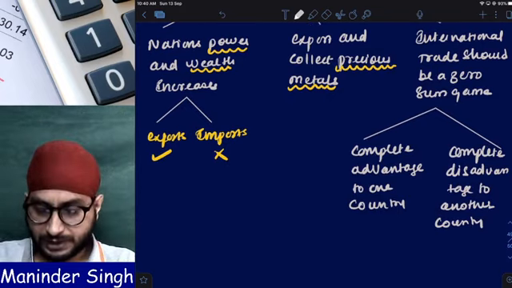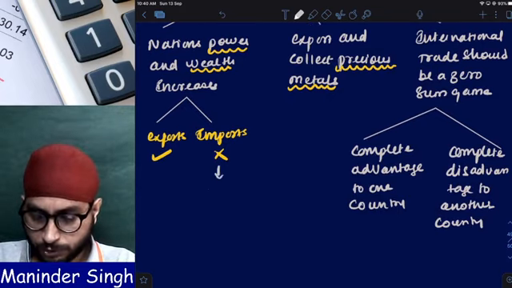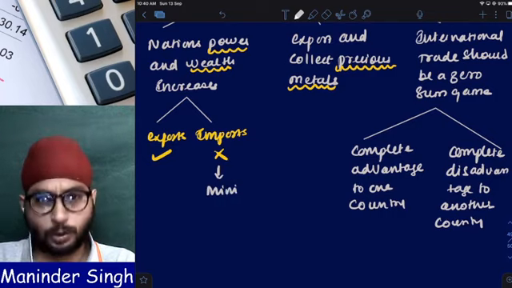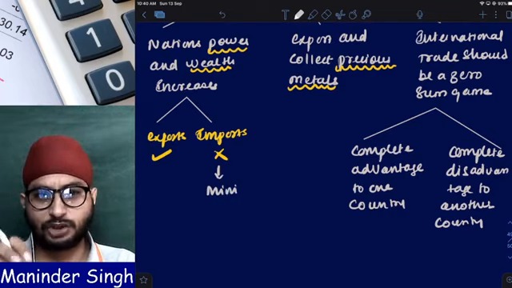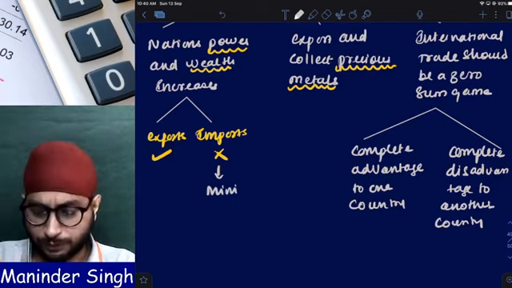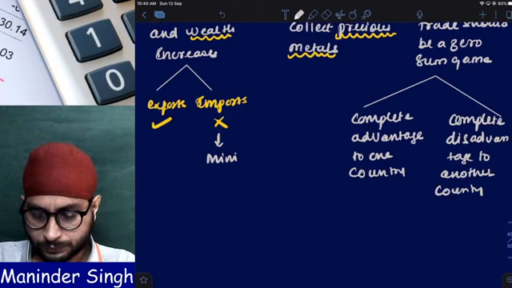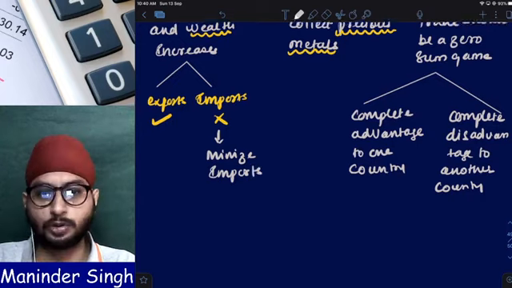It says there should be no imports, or minimize the imports. Even if you want to import something that you don't have in your country, minimize imports. If you are unable to eliminate imports, minimize them. How to minimize imports?